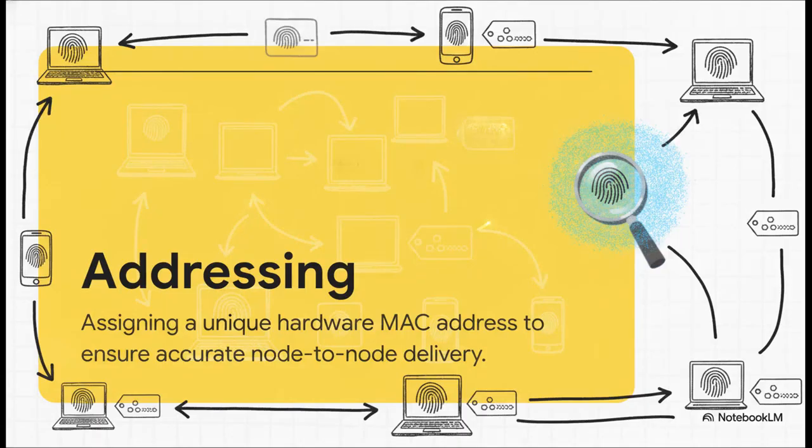Next up, addressing. This literally solves the problem of who is who on a local network. Every single device gets assigned a unique hardware address, yep, the MAC address, right during manufacturing. Think of it as a permanent fingerprint for the device. It ensures that when a frame is zipping across the local network, it actually gets delivered accurately from one specific node to the exact right destination.